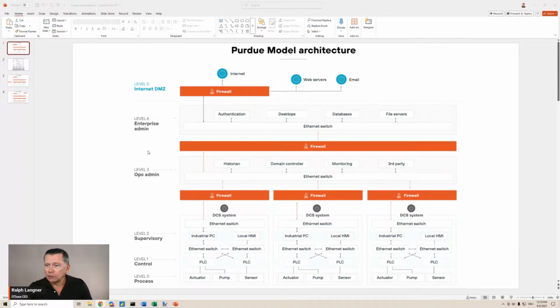Why? Because still today, there are lots of asset owners where there is no really dividing line between the enterprise network and those process networks, and that's bad, right? Because in the enterprise network, you have all kinds of traffic that you don't want to see in process networks.